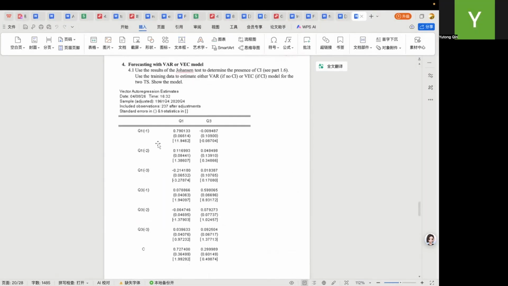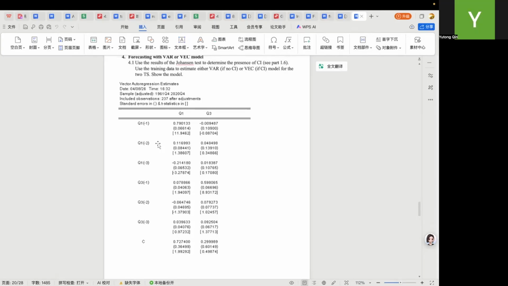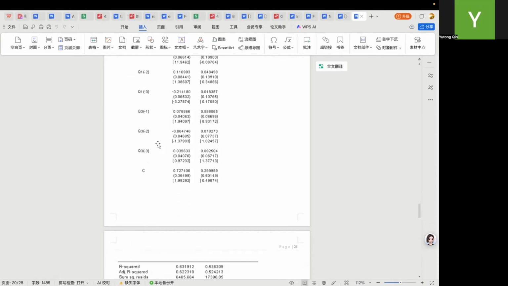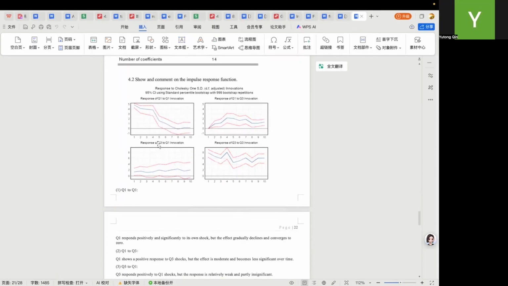Okay, let's move to the fourth part, forecasting with the VAR or VEC model. Here we use the training period from 1961 Q4 to 2020 Q4, and we estimate this model using the VAR model. Next, show and comment on the impulse response function.